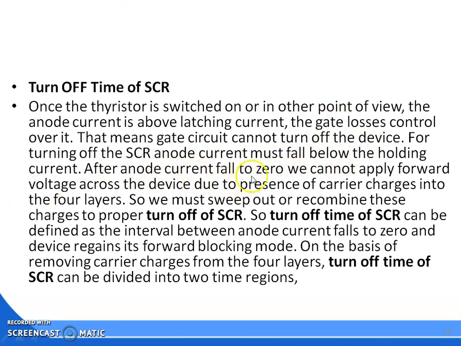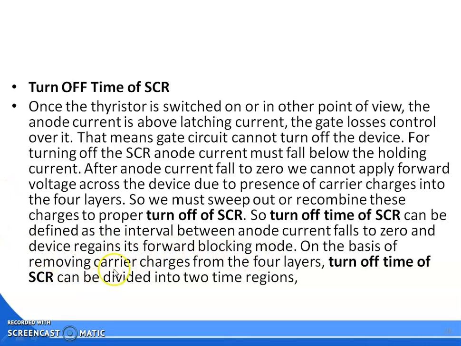After the anode current falls to 0, we cannot apply forward voltage across the device due to the presence of carrier charges in the 4 layers. So we must sweep out or recombine these charges for the proper turn-off process of the SCR. So the turn-off time of the SCR can be defined as the interval between the anode current falling to 0 and the device regaining its forward blocking mode.